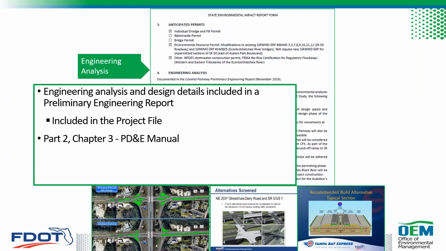The engineering analysis section typically states that the engineering analysis is contained in a preliminary engineering report. Now, Part 2, Chapter 3 of the PD&E manual provides guidance on conducting the engineering analysis for PD&E studies and also the preparation of this report. And Maria will be going over this, I believe, later today.